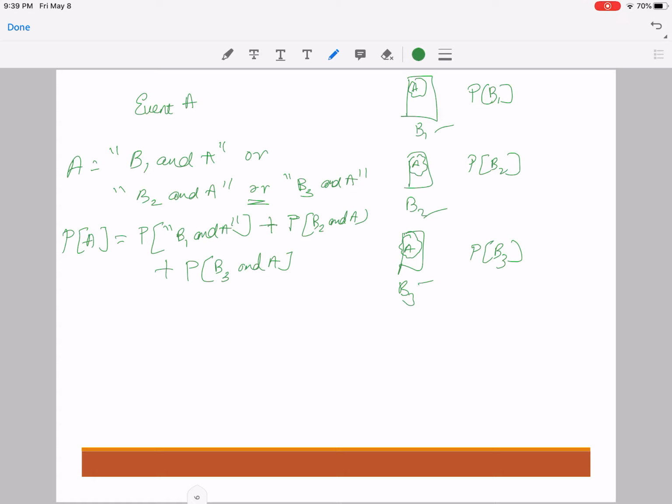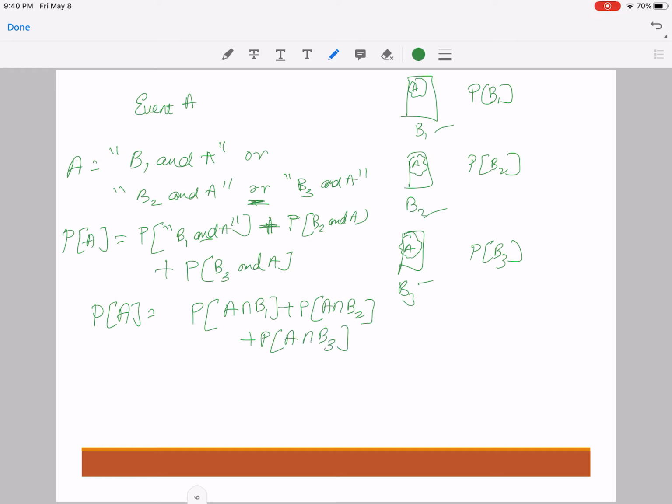Now remember, "or" in English translates to a plus in mathematics, specifically in probability mathematics, and "and" translates to the intersection operation. So I can write the probability of event A as the probability of A intersection B1 plus the probability of A intersection B2 plus the probability of A intersection B3.